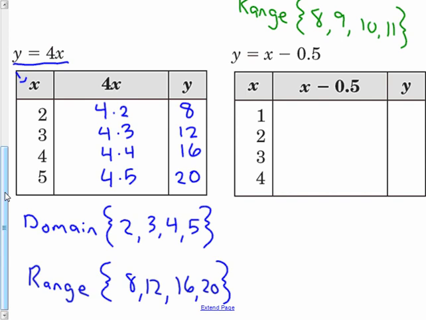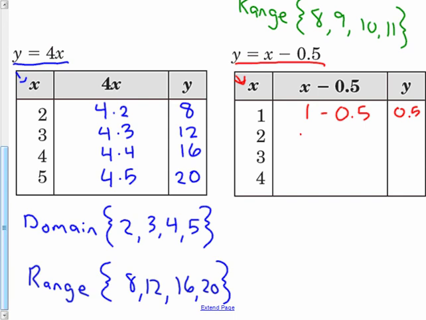The last one we'll look at is one that actually involves decimals here. You can see I have the equation y equals x minus 5/10. So if I do this problem, I'm going to, once again, put in my inputs. X is 1, 2, 3, and 4. So if x is 1, the problem becomes 1 minus 0.5. And 1 minus 0.5 is 0.5, or a half.